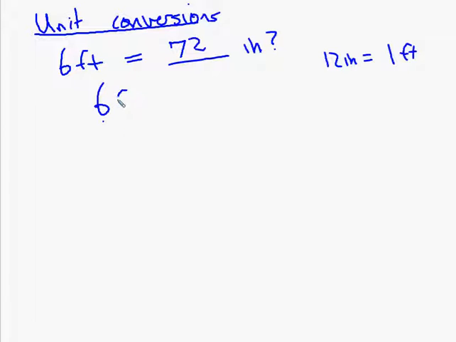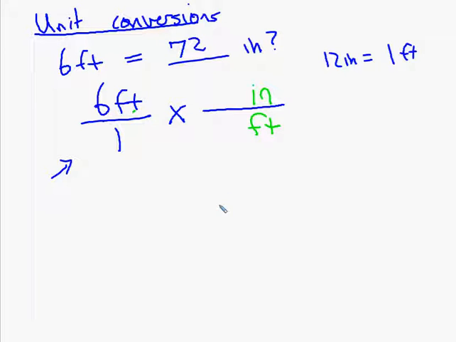So we have 6 feet over 1. We always write what we start with, and we always multiply. And we always do what I'm about to do next. Whatever's here crisscrosses down to here, and whatever I want to change to is up here. It's factor label, works great in chemistry.